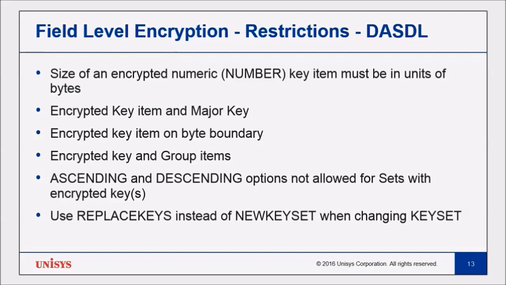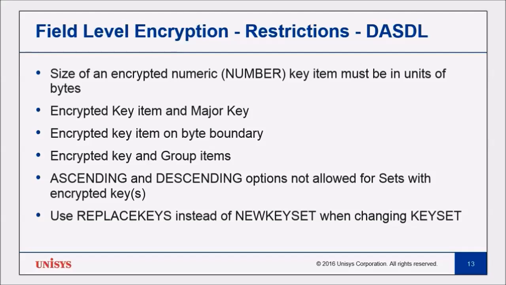The size of an encrypted number key item must be in units of bytes. This is due to the requirement of AES GCM algorithm. If a set or subset has multiple key items and some of them are encrypted, one of the encrypted key items must be the major key. If a set or subset has multiple encrypted key items, each encrypted key item must start on a byte boundary.